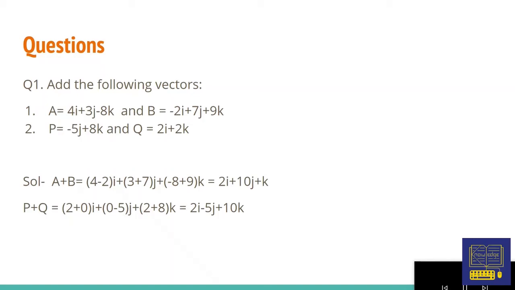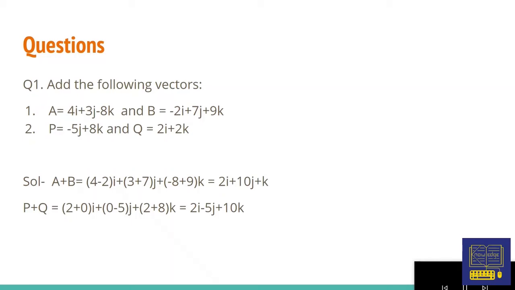And second is p = -5j + 8k and q = 2i + 2k. In this you can see that there is no i vector in p and no j vector in q. So we will write 0i - 5j + 8k and similarly 2i + 0j + 2k. And the solution will be a + b.